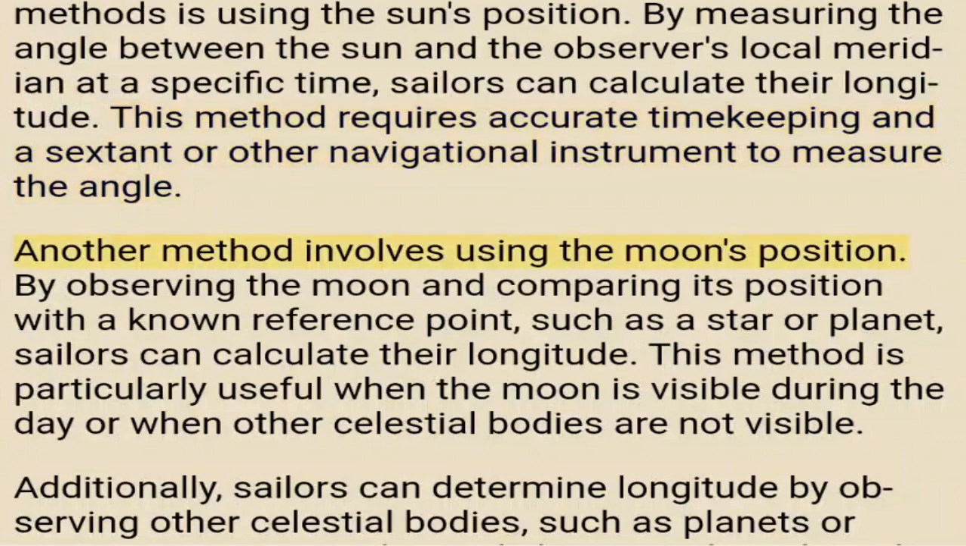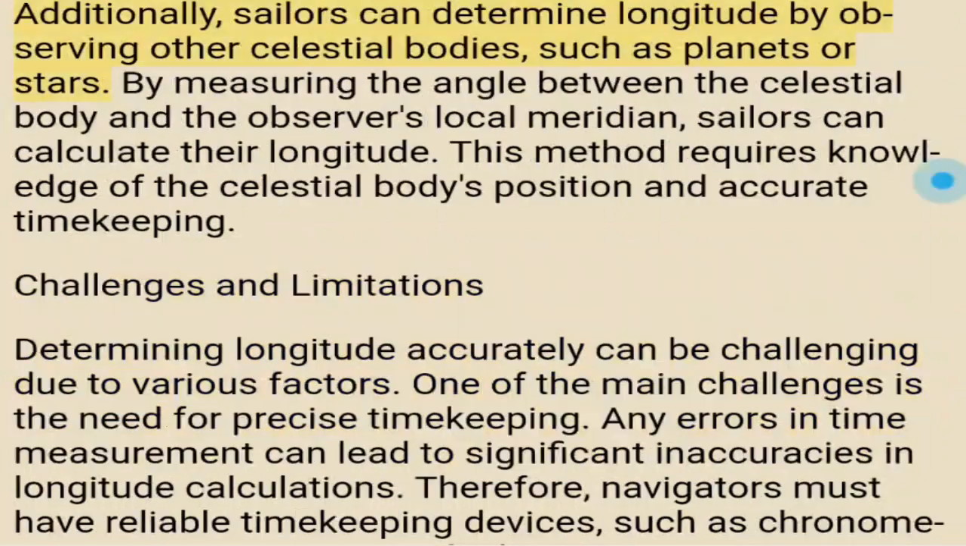Another method involves using the moon's position. By observing the moon and comparing its position with a known reference point, such as a star or planet, sailors can calculate their longitude. This method is particularly useful when the moon is visible during the day or when other celestial bodies are not visible. Additionally, sailors can determine longitude by observing other celestial bodies, such as planets or stars. By measuring the angle between the celestial body and the observer's local meridian, sailors can calculate their longitude. This method requires knowledge of the celestial body's position and accurate timekeeping.